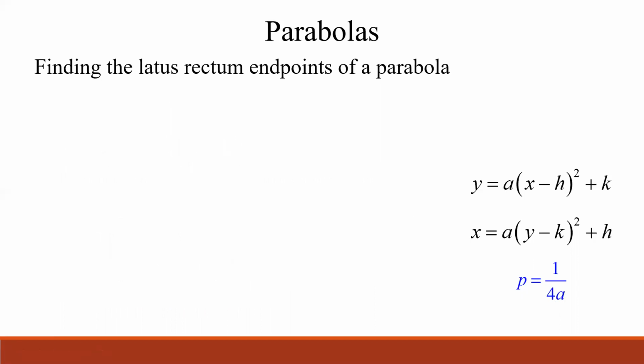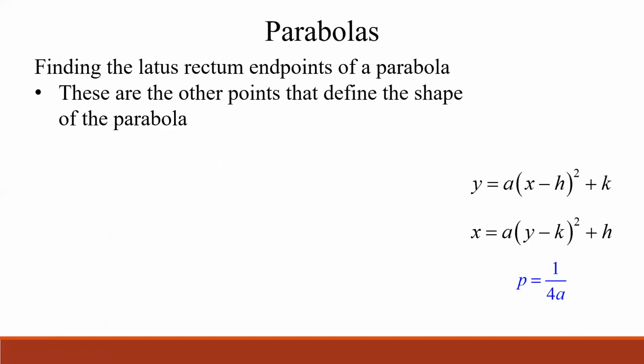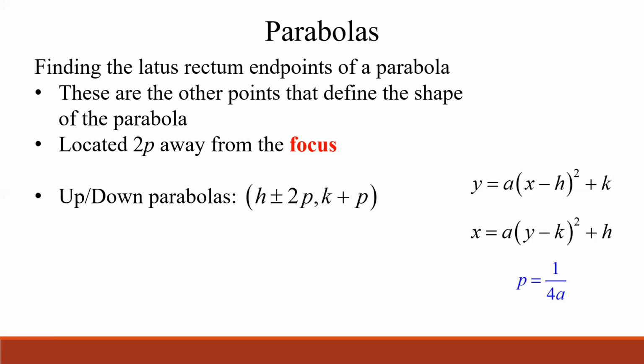Okay? Last two things we have to find are the endpoints of the latus rectum. Okay? And again, these are the other points. This is where your vertical stretch or whatever comes in. That's how we're going to define the shape. It's always located 2p, notice 2 times p, and they're located that distance away from the focus. So we have our vertex, then we find our focus, and then our latus rectum endpoints are going to be 2p away from the focus.